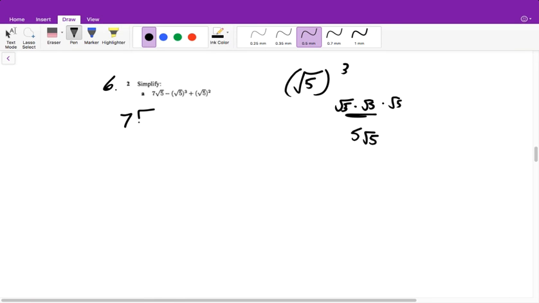So now it's 7 root 5 minus 5 root 5. And then here, the square root of 5 squared. Well, whenever our power matches our index, we know that they cancel each other out, so it's equal to 5. So then it's plus 5.